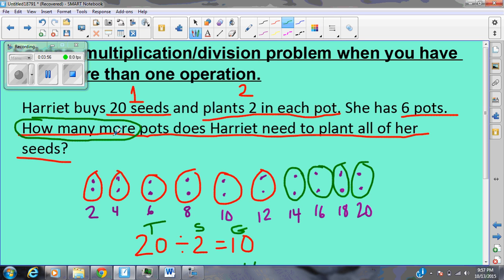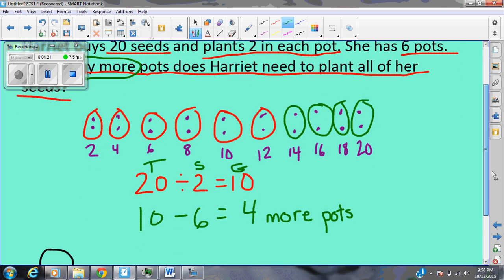But my job was to find out how many more pots Harriet needed to plant all of her seeds. Now I could have written that down as my third thing that I knew, that she had 6 pots. I could have also written down that I don't know how many pots she needs in total. I could have written those things down. But once I know the total amount of pots that is needed, then I can use that number to find the difference, or subtract what she has. So this is what she needs, minus what she has, tells me how many more she needs. So she needs 4 more pots.